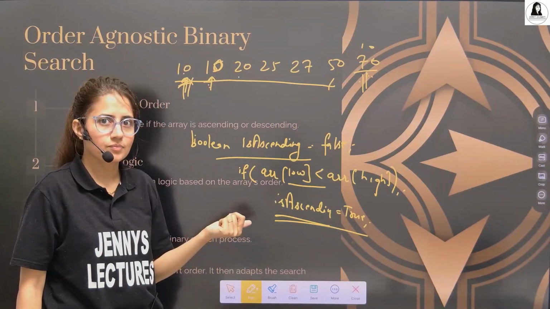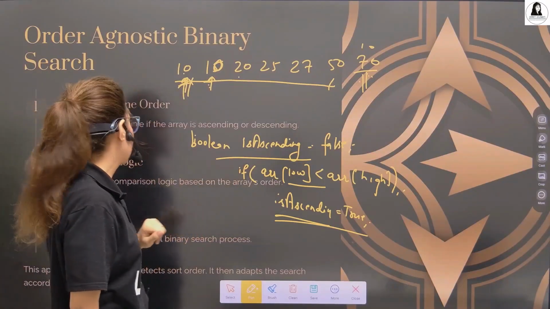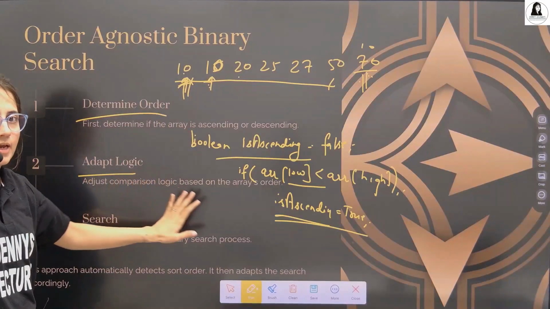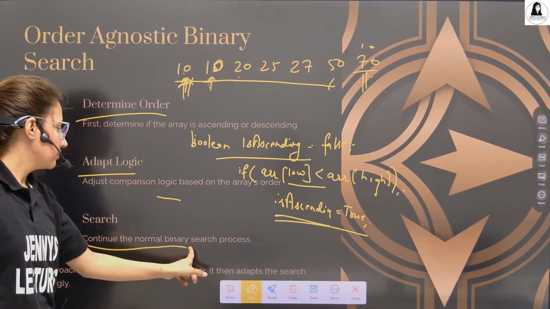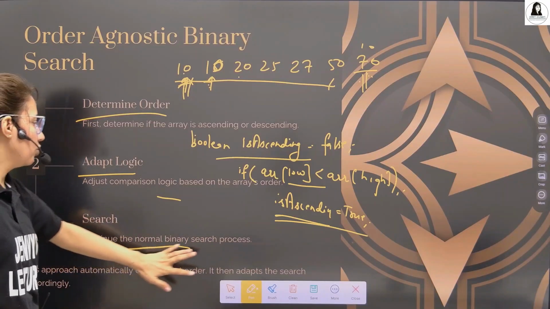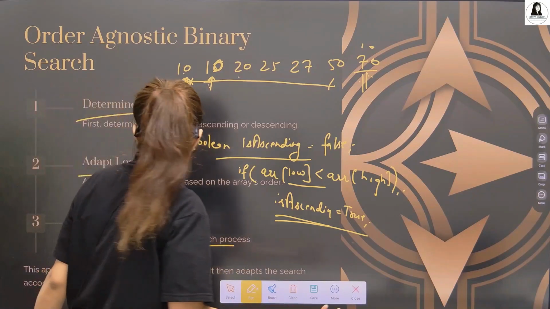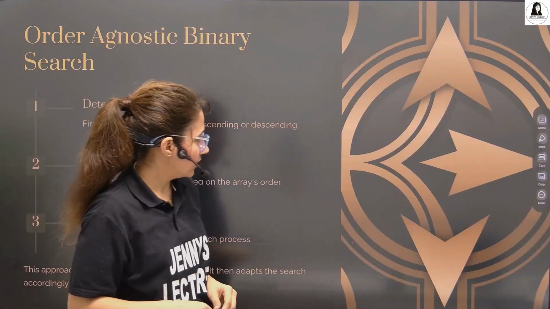You got it? Now, pause the video and try to write down a program for this. I guess you got it. First, you have to determine the order, then you have to apply the logic accordingly based on the array order, and continue the normal binary search process. We know the binary search process, same thing you have to apply. Okay, let's now practically see this.